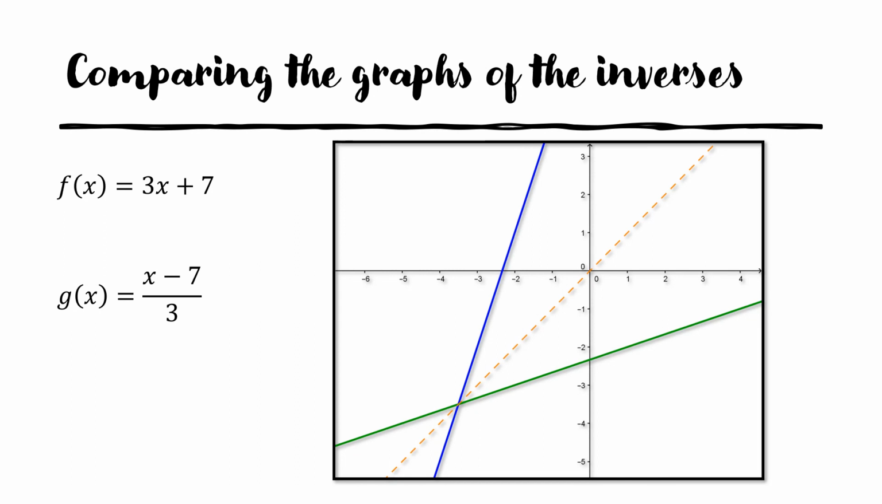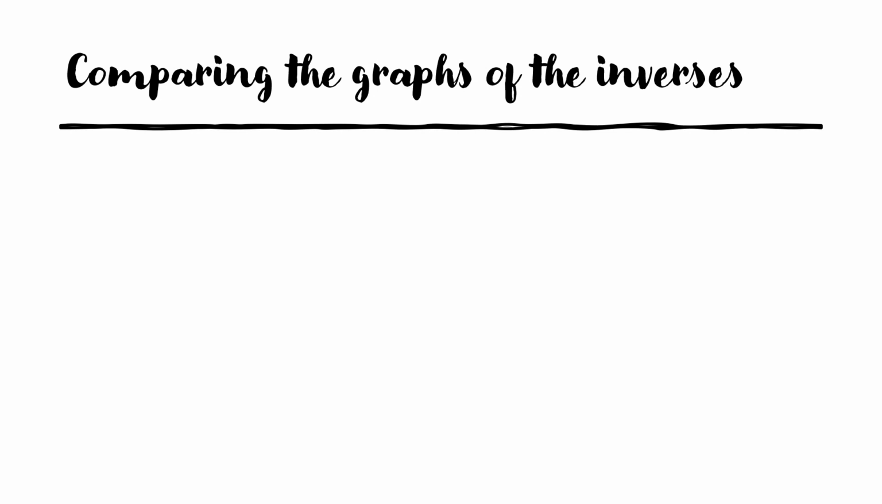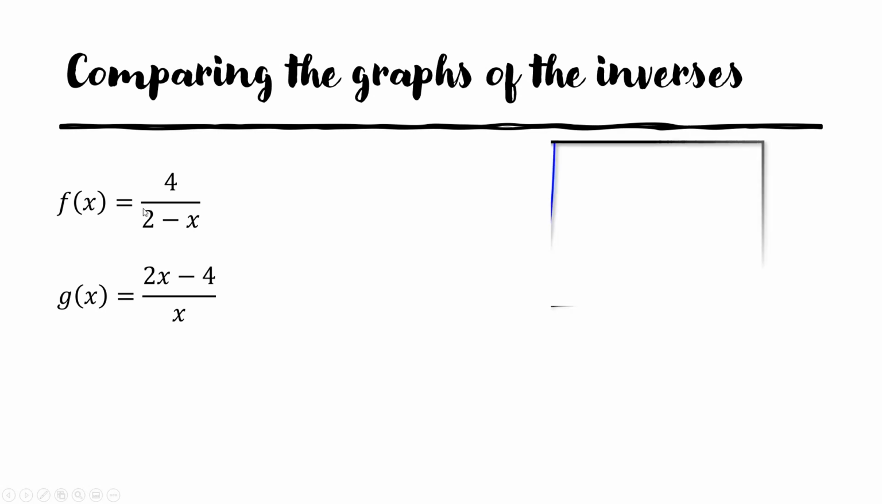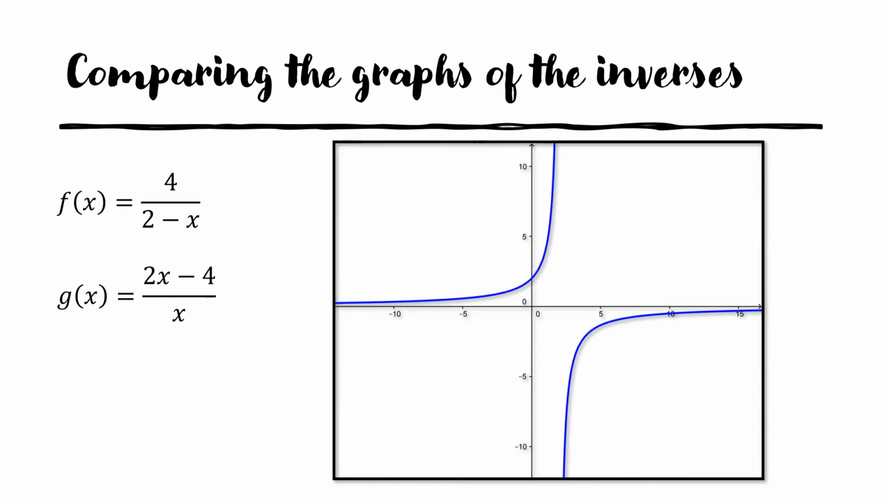So let's have another graph. From our previous example, we have f of x equals 4 all over 2 minus x, and the inverse of that, let's say g of x, is 2x minus 4 all over x. First, let's graph the f of x. So we have our f of x, the blue one, and our g of x, the green one.